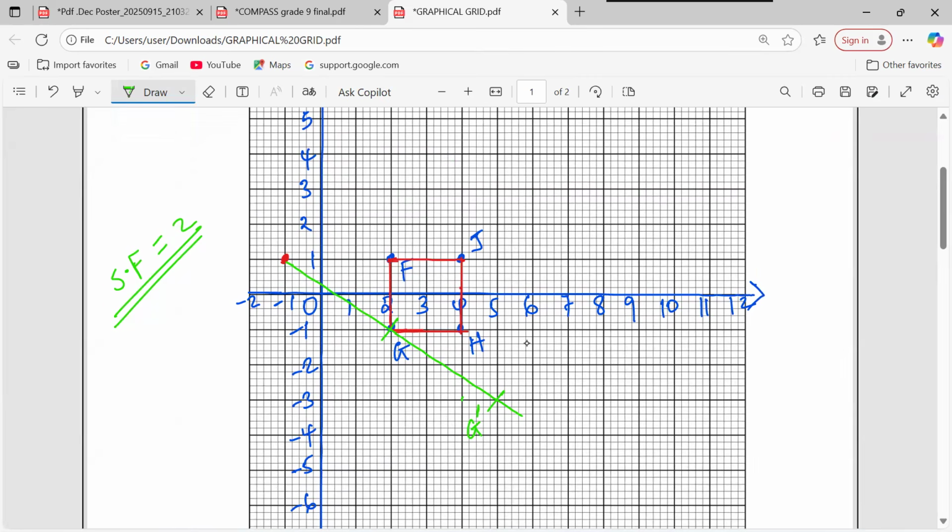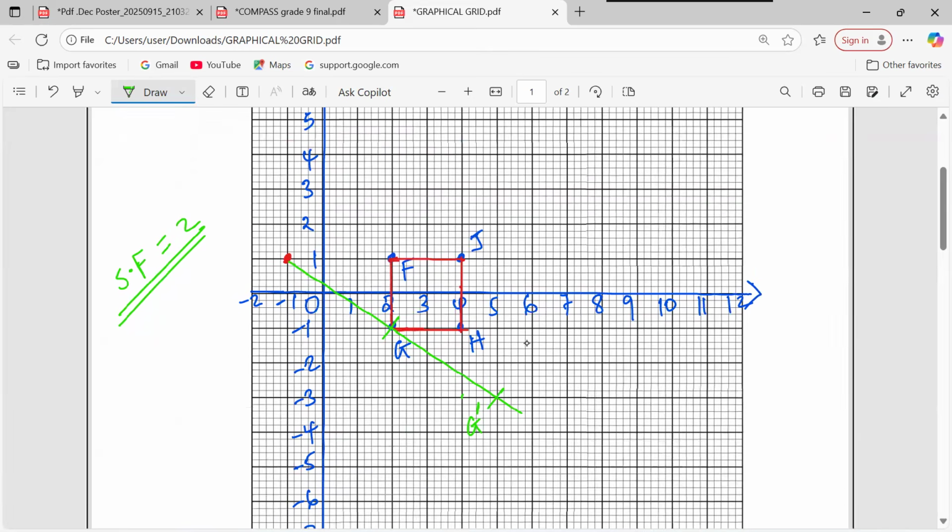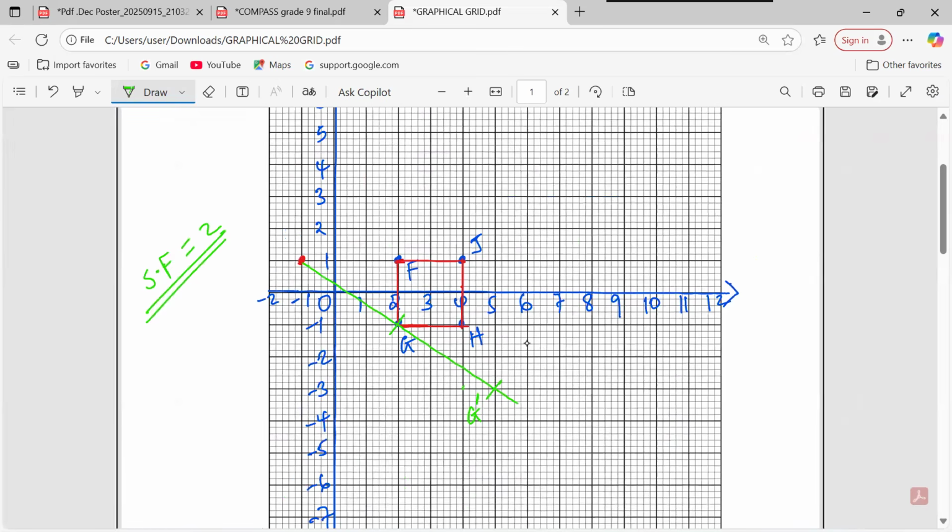We connect H to the center and we move to the opposite side. So let me connect H to the center. Then we move to the opposite side. So H to the center and we move in the opposite side.